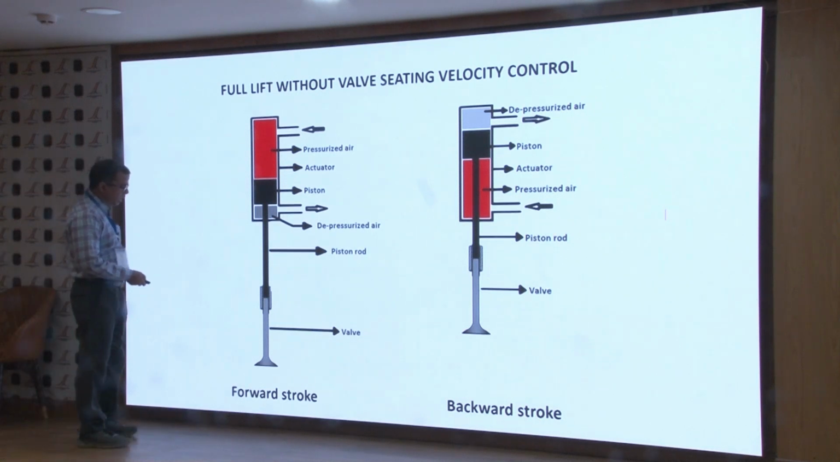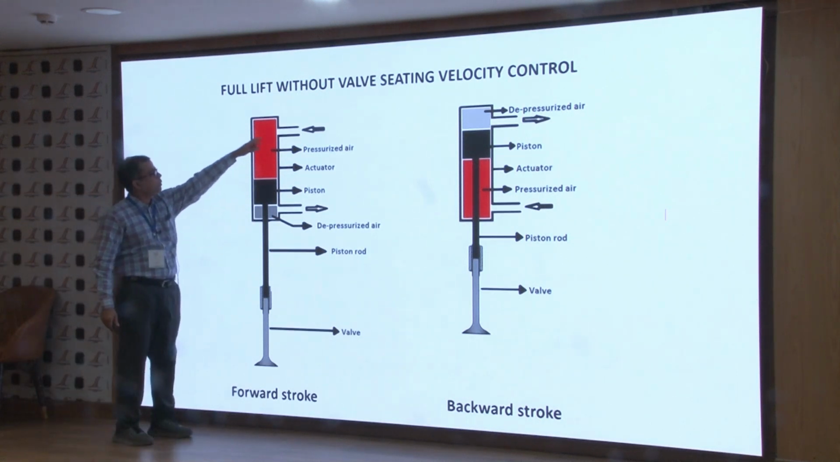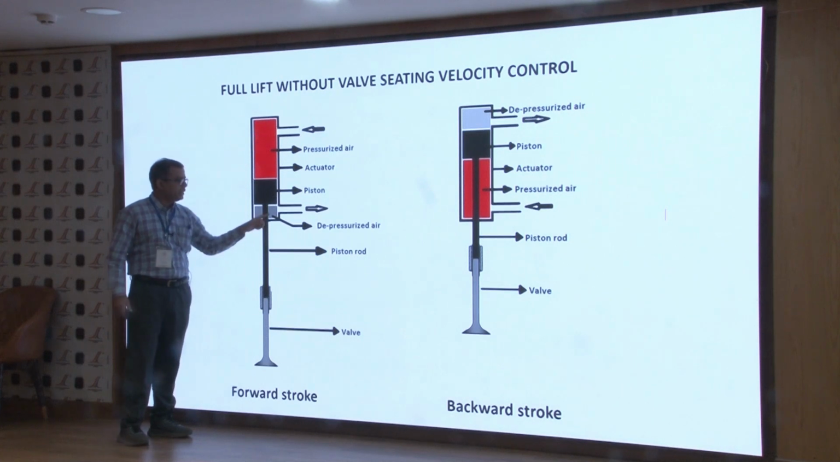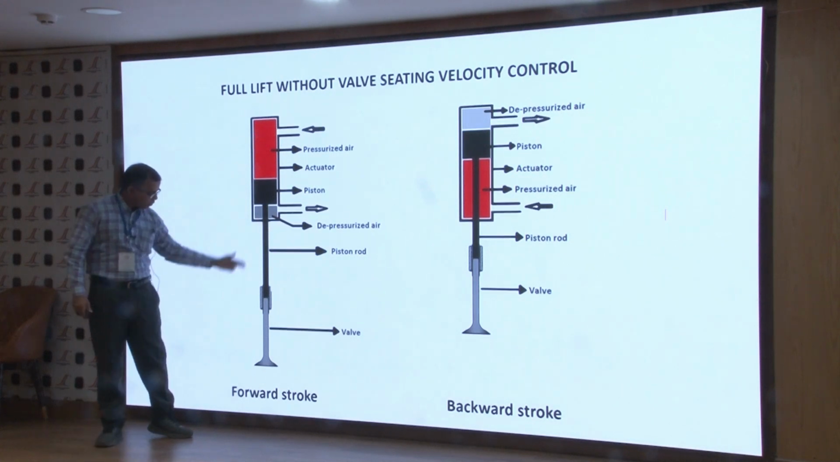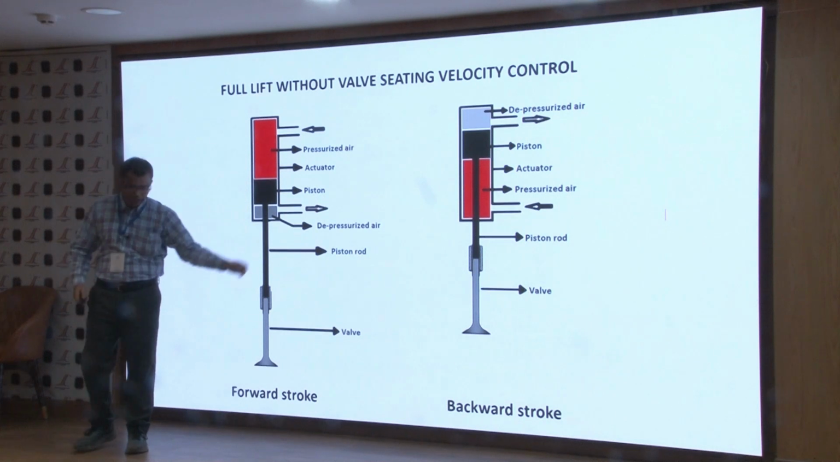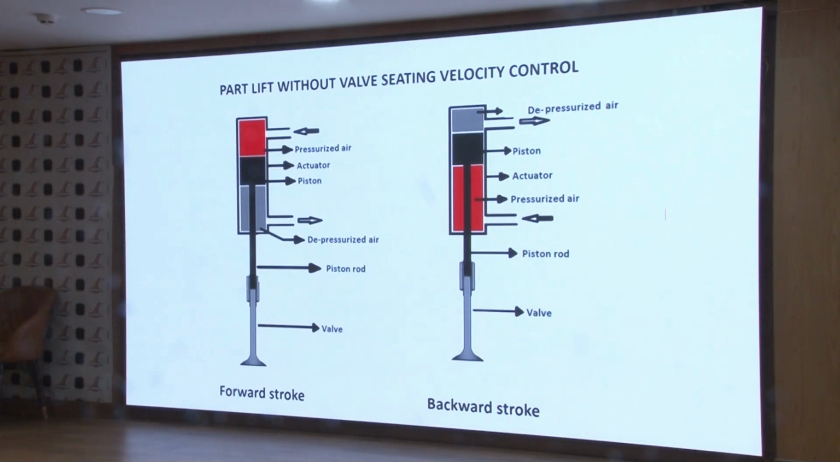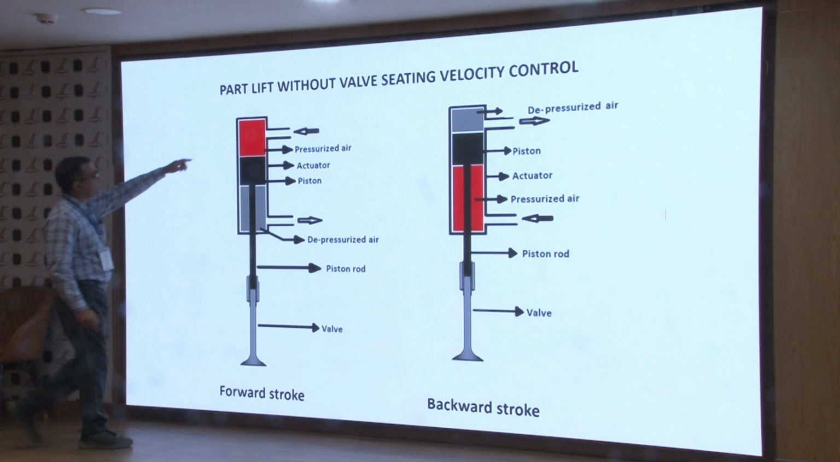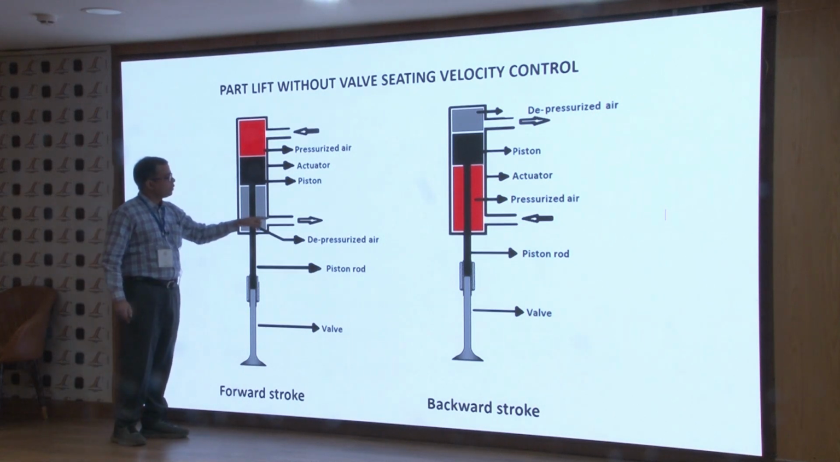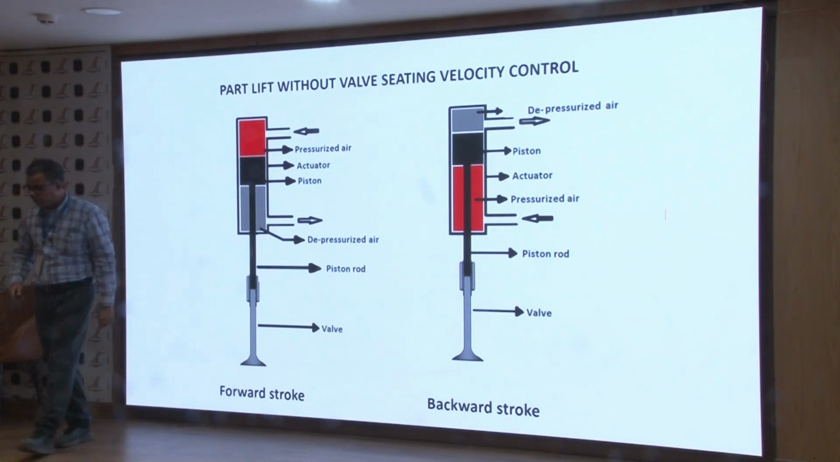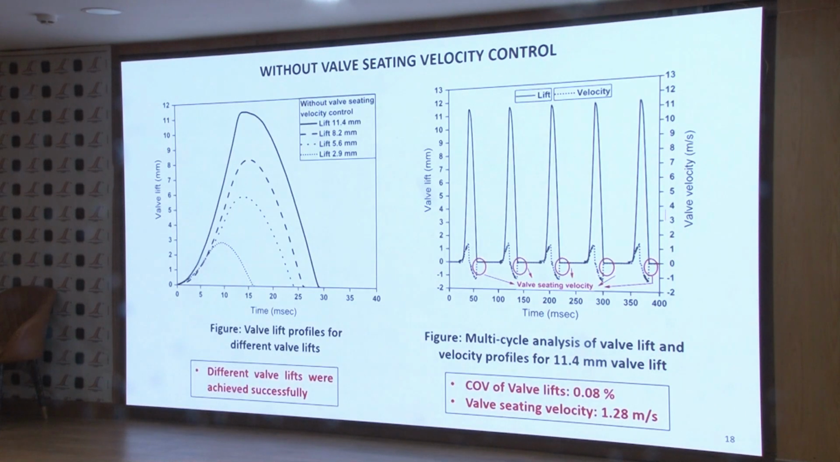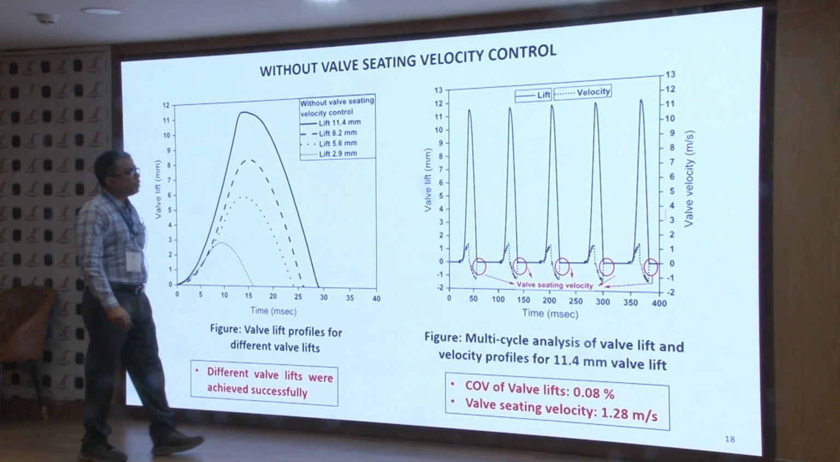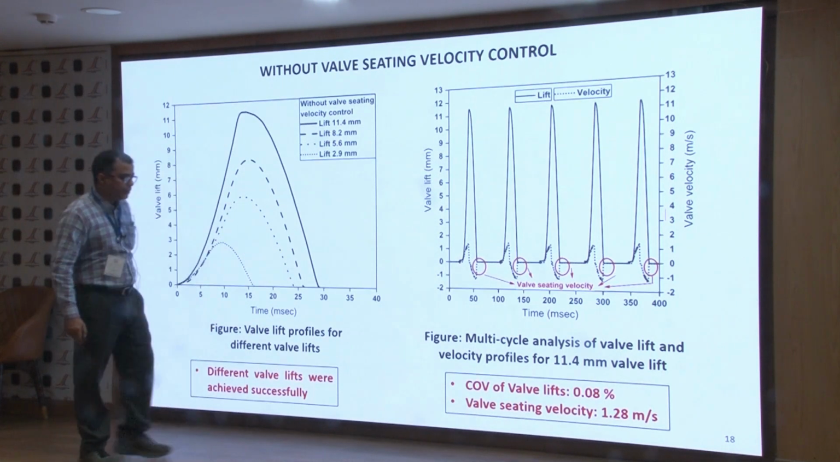When we need forward motion, we pressurize the upper chamber and decompress the lower chamber. Then we get the forward motion, and vice versa, we get the backward direction. If we play with the opening and closing of the solenoids, we can get part lift also, and in that way we are able to achieve different valve lifts by playing with the timings.